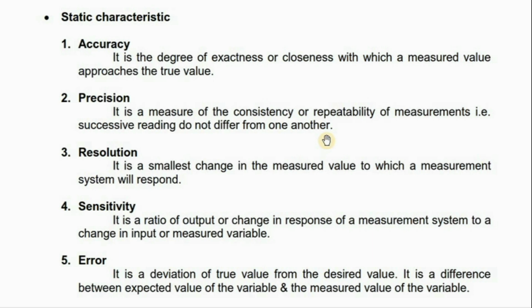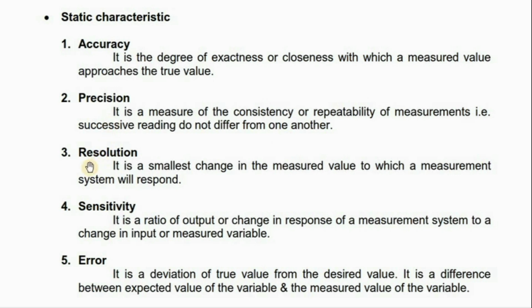But if the values shown by the instrument at different times differ by a very large amount, then you can say it has low precision. An instrument should have good precision. That means if you are measuring a particular parameter, even after successive or repeated readings, the values shown by the instrument should be very close to each other or the same. That is precision.